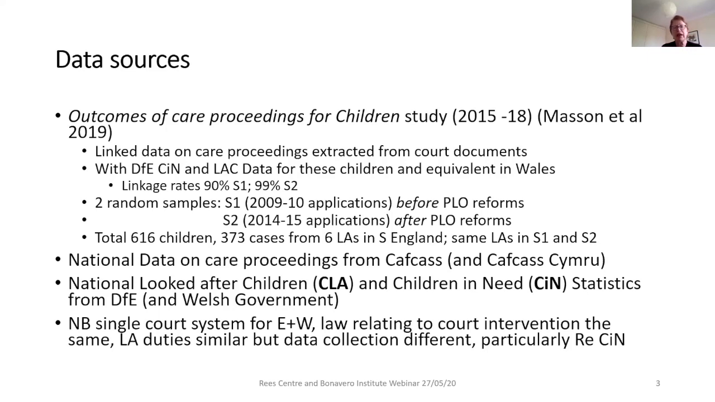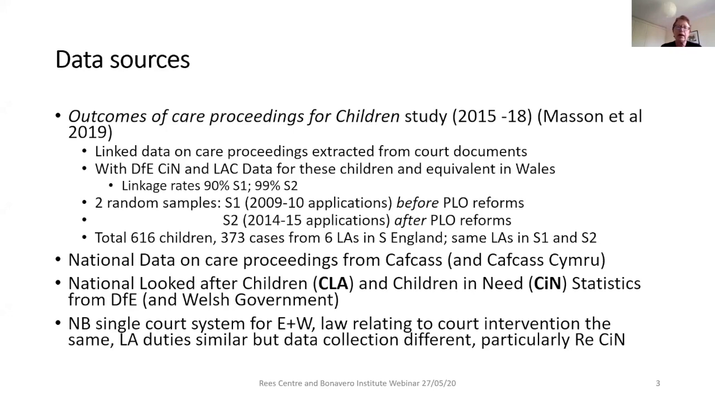I'm also going to be talking a little bit about the national data on care proceedings from CAFCASS. There is also court data, but everybody uses the CAFCASS data, which tells you something about the court data. There's also data from CAFCASS Cymru. We didn't actually use CAFCASS Cymru data, except what had been published, although we are on our next study. It's similar to the CAFCASS data, and they're both available in the SAIL database, but the CAFCASS Cymru data has more data limitations. Obviously, the national looked after children and children in need statistics, and we had that sample for our 616 children. When talking about this study, one of the things that is slightly infuriating is devolution.